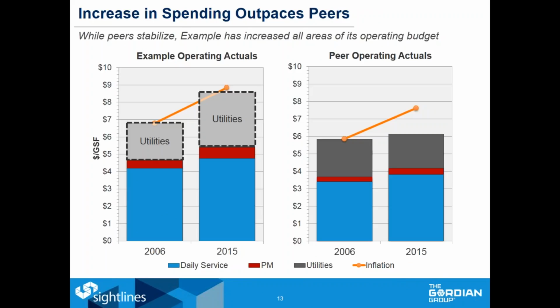These are their utility dollars per gross square foot, so how much they're spending for their water, sewer, and electric and natural gas during this time period from 2006 to 2015. And you'll see this massive spike in utility expenditures. This contract was supposed to provide them with an energy manager that improved their energy performance and saved them operational dollars. Now the data that we've shown them collectively shows that it's missing the target on all fronts.